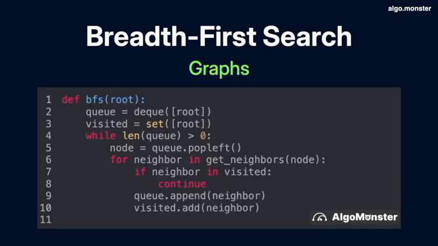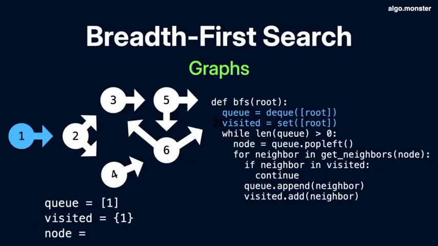Let's break it down. Start with the root node in the queue and in the visited set. While the queue isn't empty, pop the next node from the front. Look at all of its neighbors. If a neighbor has already been visited, skip it. Otherwise, mark it as visited and enqueue it. This version guarantees 2 things. Every node is visited once, and you never enter a cycle or revisit paths unnecessarily.